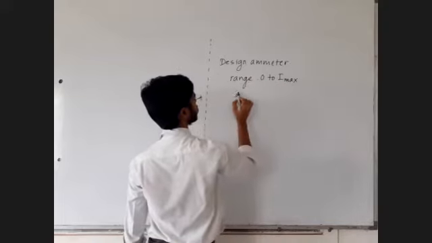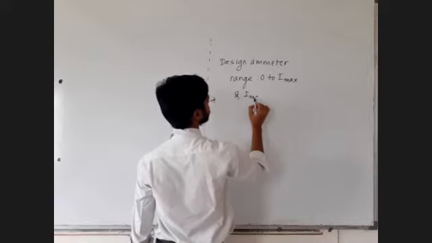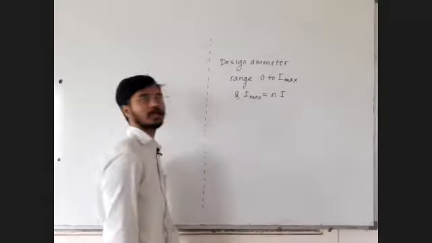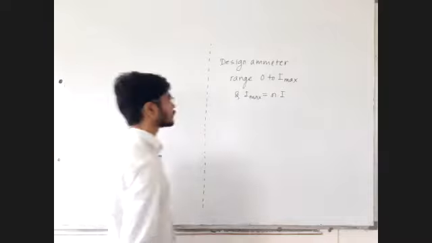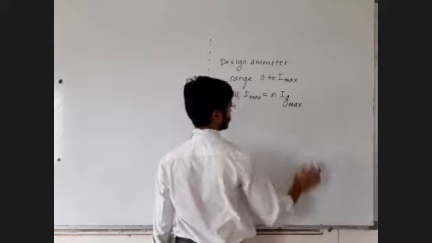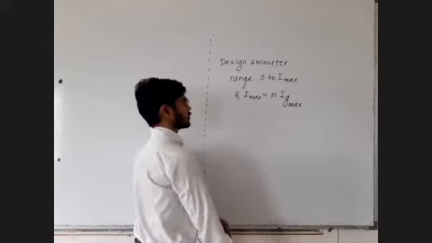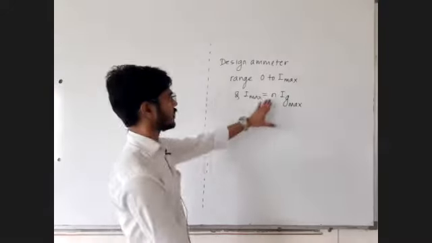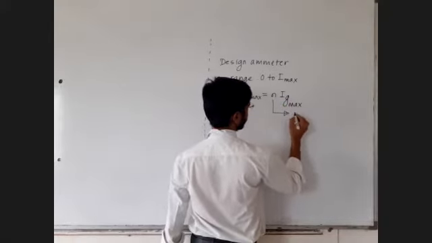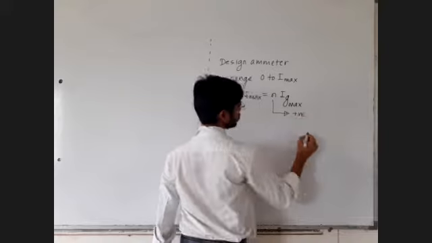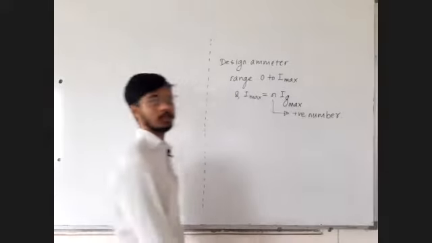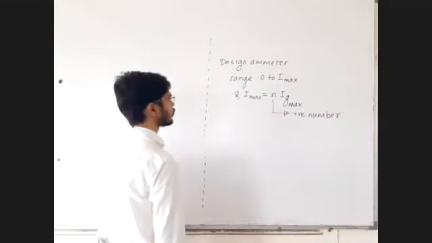Design ammeter range 0 to I max, and I max is equal to some number N times, let's say 1000 times or 100 times Ig max. Galvanometer can measure 0 to Ig max, but ammeter will measure N times Ig max. N is a positive number, an integer.